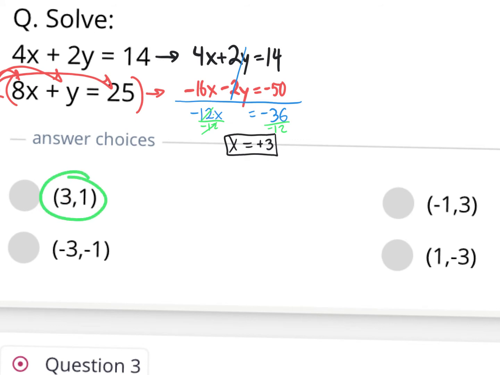However, it's good to know if you have one answer and you want to find the other, you plug it into any equation you want. I'm going to plug it into the bottom equation. Let me rewrite the bottom equation. And you might be wondering, why did he put parentheses instead of the x?